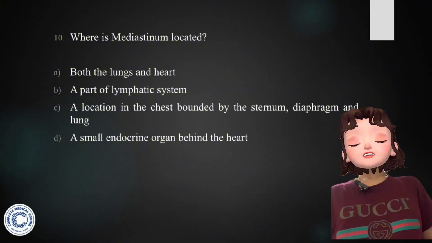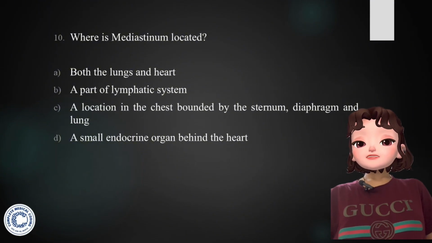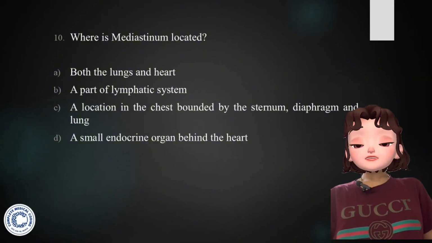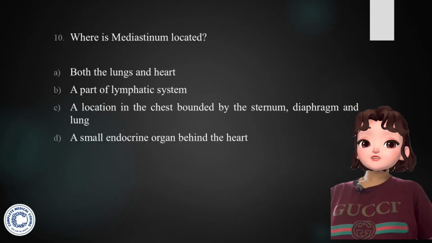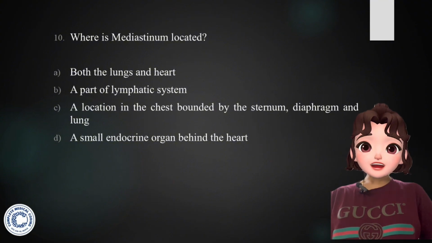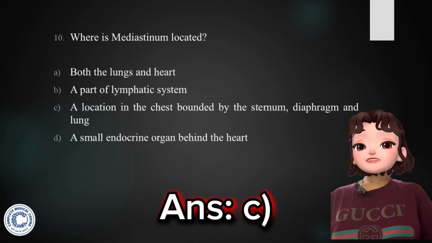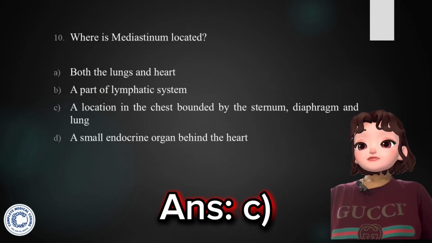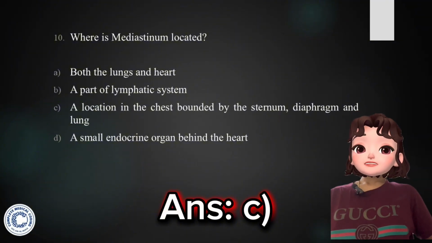10th question. Where is mediastinum located? Option A, both the lungs and heart. Option B, a part of the lymphatic system. Option C, a location in the chest bounded by the sternum, diaphragm and lungs. And option D, a small endocrine organ behind the heart. Answer is option C. It's a location in the chest bounded by the sternum, diaphragm and lungs.